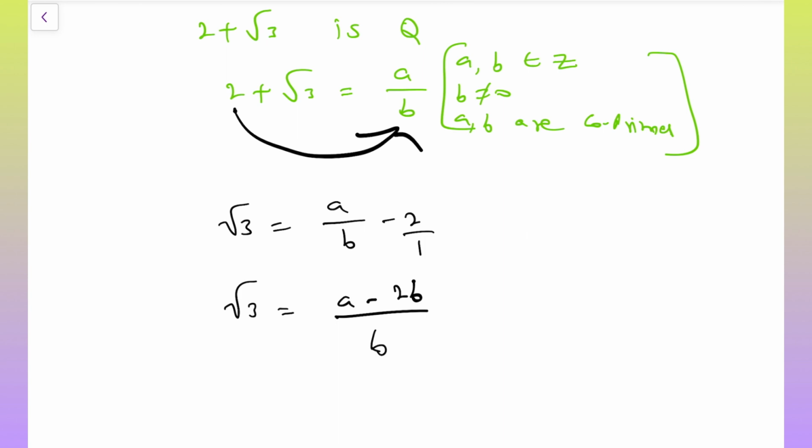Now observe the right side part clearly. a is an integer, b is an integer, and 2b is an integer. As a, b are integers, RHS is a rational number, root 3, but LHS is an irrational number. We got this contradiction due to our wrong assumption. So 2 plus root 3 is an irrational number.